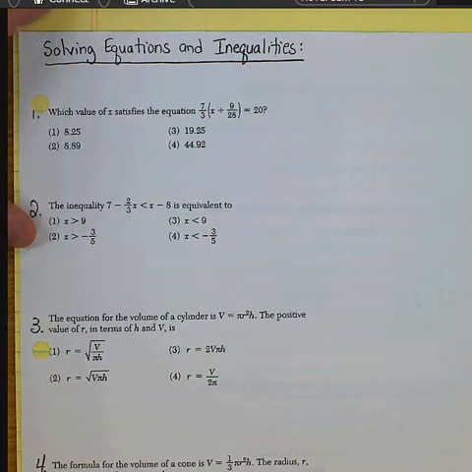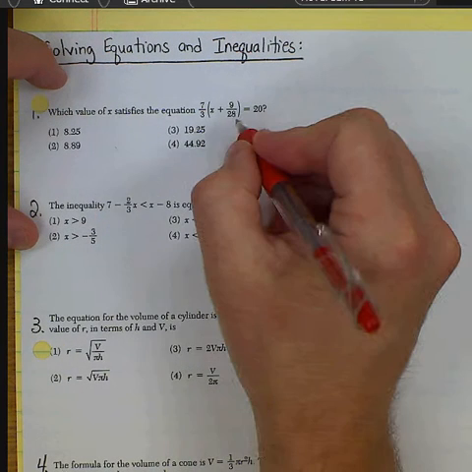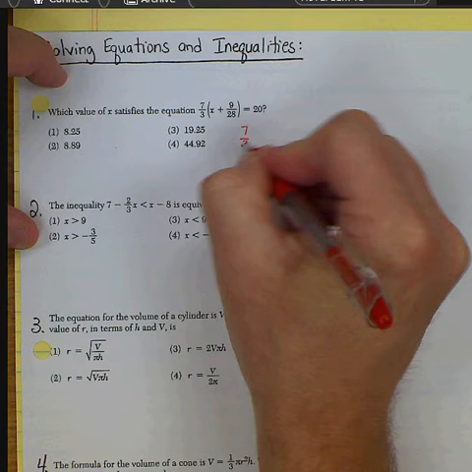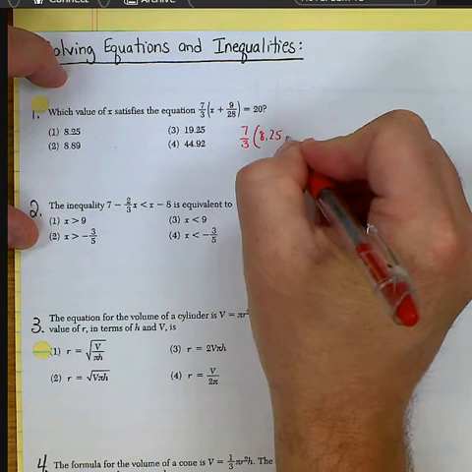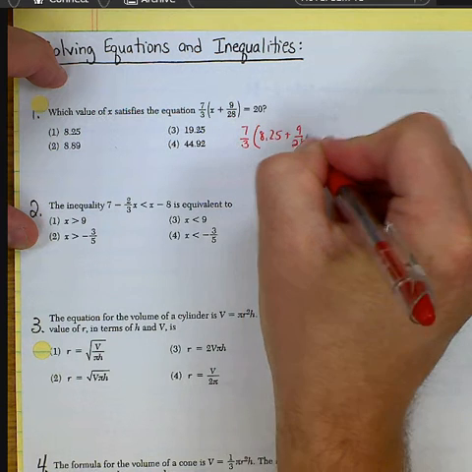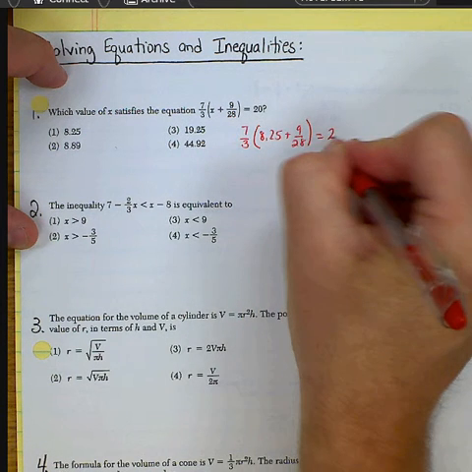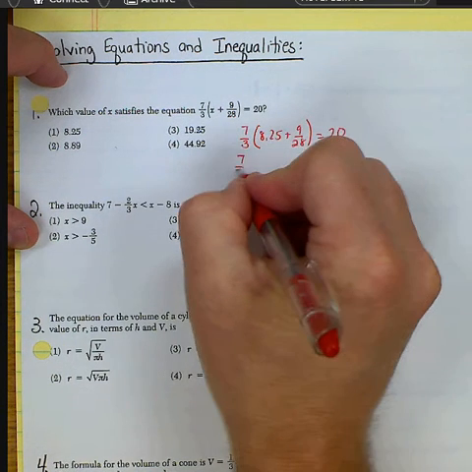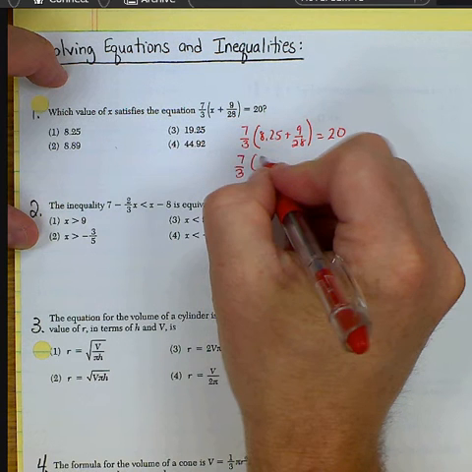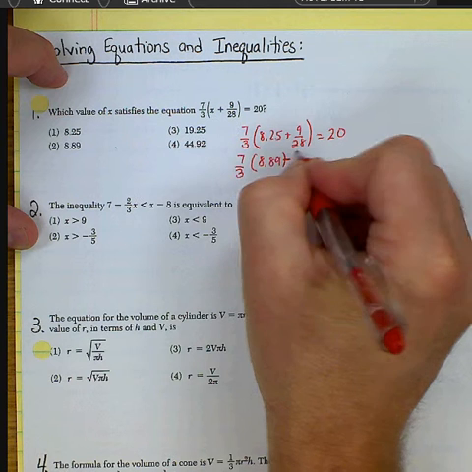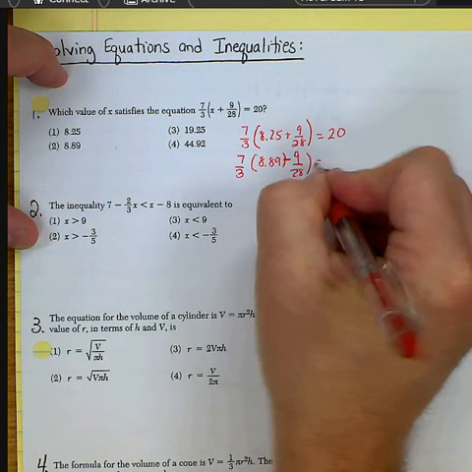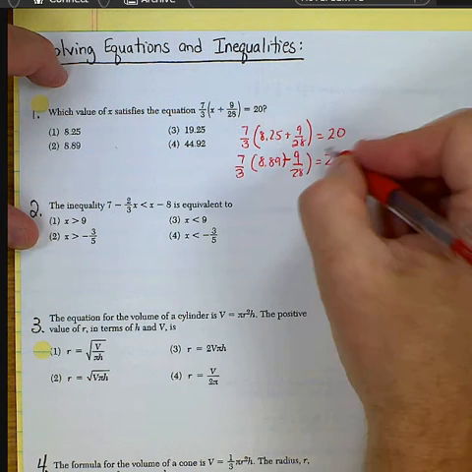For example, I'm going to plug in 8.25. So this becomes 7/3 times 8.25 plus 9 over 28, and all this has to equal 20. And then I'm going to go 7/3 times the next number, 8.89, plus 9 over 28 has to equal 20. All right? And it's all of them.